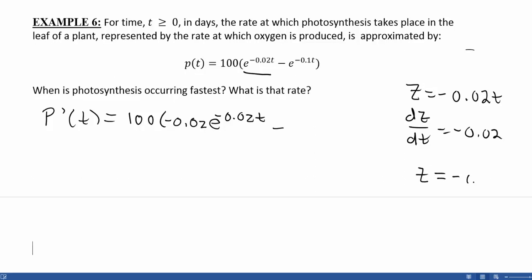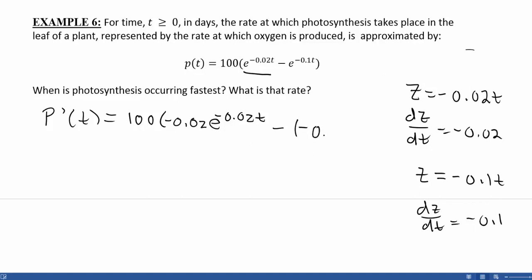where z is negative 0.1t. So my dz dt is just negative 0.1. So minus negative 0.1 e to the negative 0.1t. So my first derivative looks like this. Notice that this is a negative and this is a minus, so those can cancel. So to make my algebra a little bit easier, I'm going to multiply this 100 through to both terms.